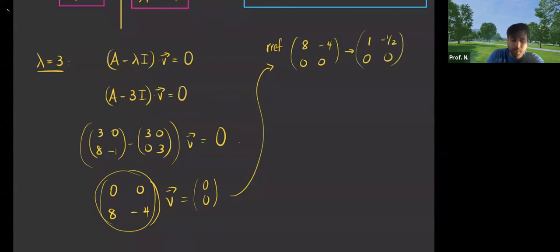Correct? What do we know? X1, X2. What is X1? Pivot variable. This is half of X2. What is X2? Free variable. Call it T. This is 1/2 T. So what is X? Or I should say, what is V? V is 1/2 T times T, which is written as T times (1/2, 1).